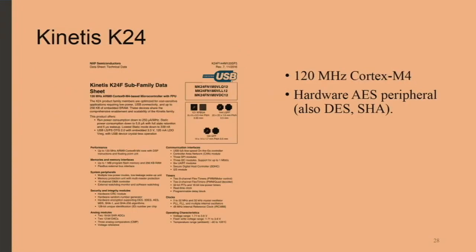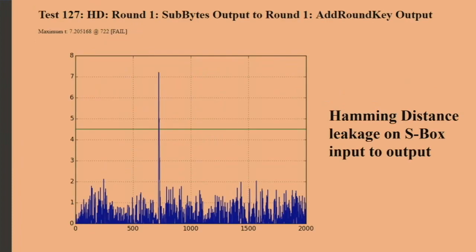The next guy, Kinetis K24, Cortex M4 again, a bunch of different hardware crypto in it, including hardware AES. This one's a little different. So the best leakage was on the substitution box of AES, the S-box. You saw a difference between the input data to it and the output data from it. So actually a little more odd for a pure hardware crypto implementation.